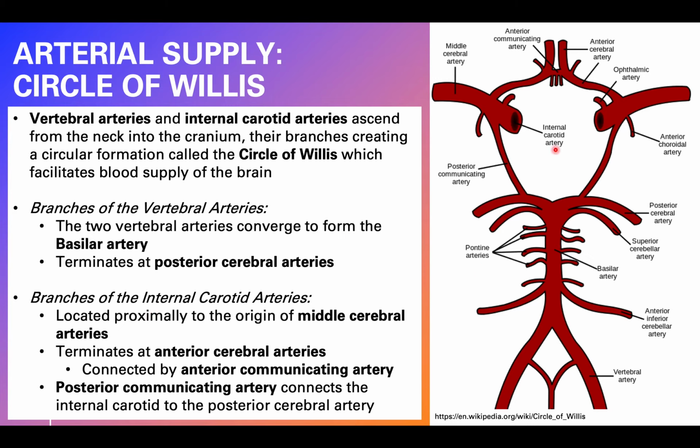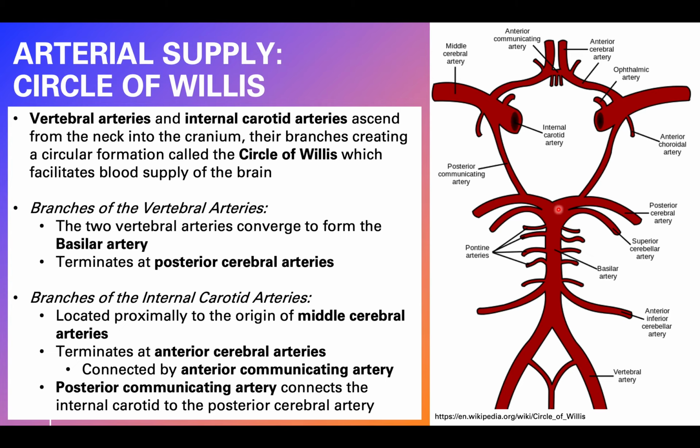Here we have depicted the circle of Willis, and we can note that the branches of the vertebral arteries include the basilar artery, which is basically a convergence of the two vertebral arteries, and then this vertebral artery will terminate at the posterior cerebral artery, or arteries, which are shown here.